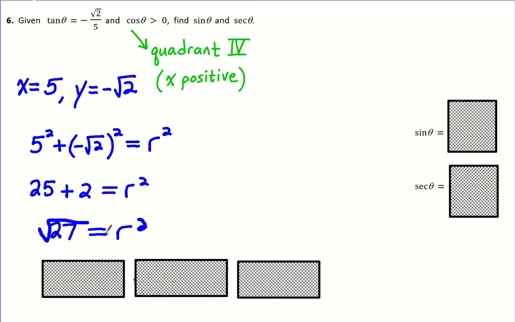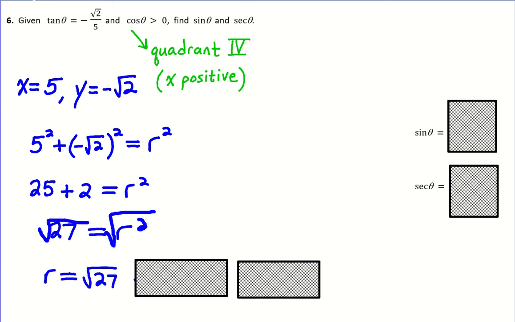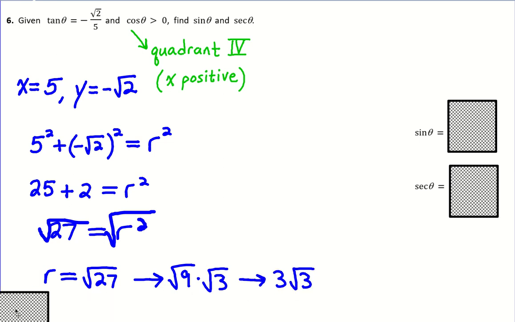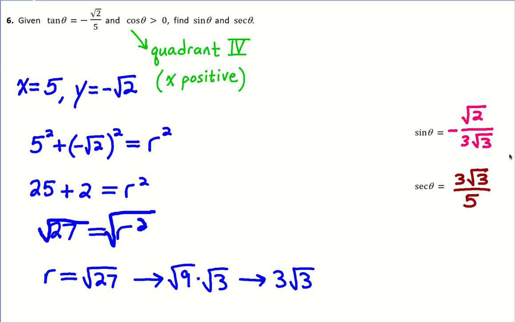r squared, because when you take the square root of both sides, technically you get plus or minus, but this is a radius, so it's positive. But guess what? This square root can be simplified. Now, I don't know if you do it my way or another way. The bottom line is, when you simplify the square root of 27, you get 3 root 3. And so now that you know x, y, and r, nothing's really stopping you anymore from identifying sine as y over r and secant as r over x, since secant is the flip of cosine.